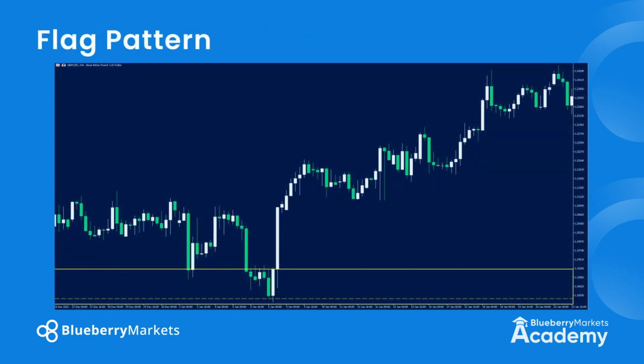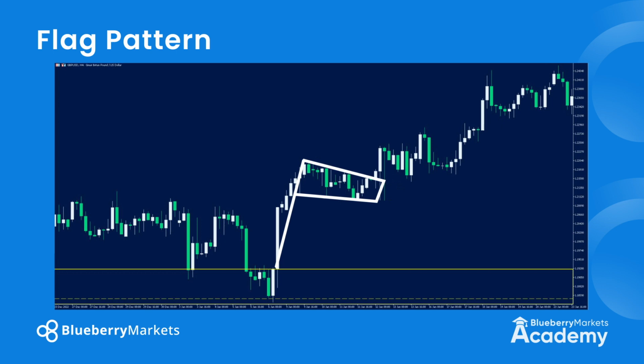The flag pattern usually occurs after quite a large acceleration in price, and what I mean by that is price came into a supporting level here. We had quite an aggressive move to the upside. After that aggressive move, price consolidates within a particular area, a particular tight trading range, which can often look like a flag at the top of a pole.